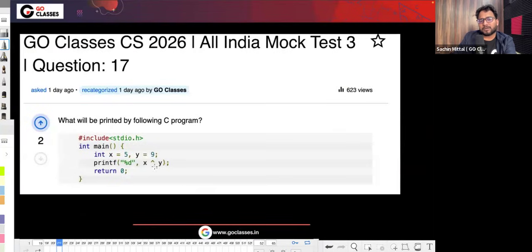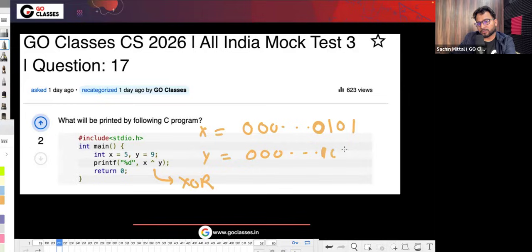Now, let's solve this. In this question, they are just asking to print this x, this symbol and y. Sometimes we do not know this symbol. This symbol in C programming is XOR, which means exclusive or. So you can just write 5 in binary using 32 bits. It is all zeros, and then ultimately 101, right? And similarly, you can write 9 in binary. It will be all zeros, and then 1001, right?